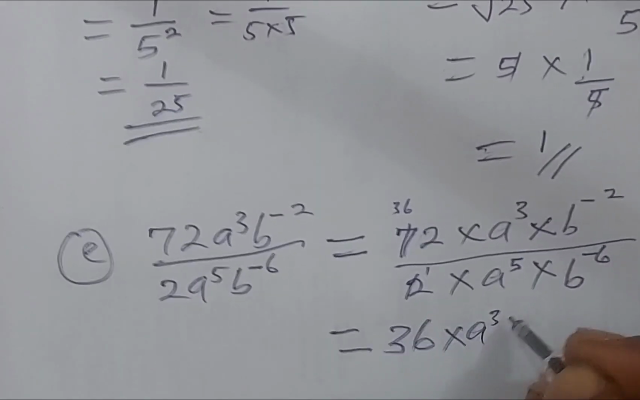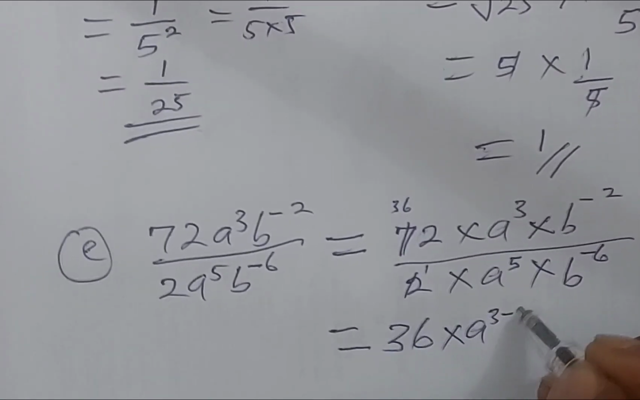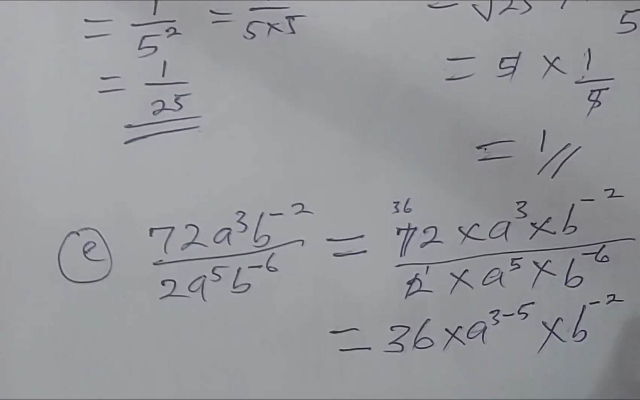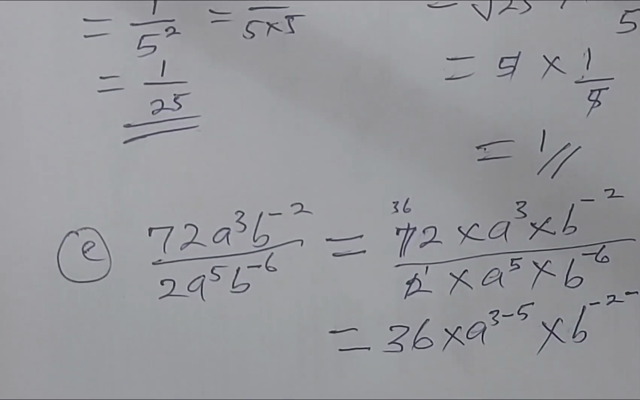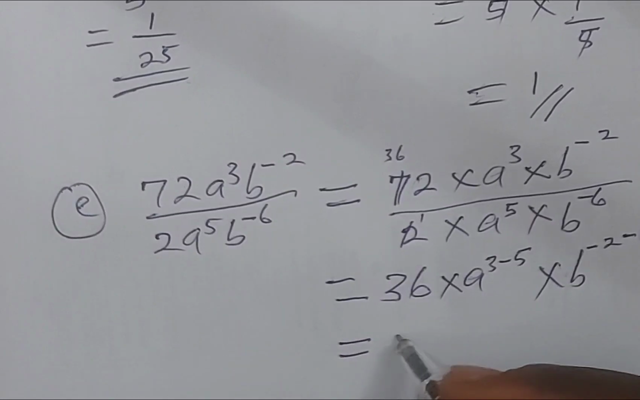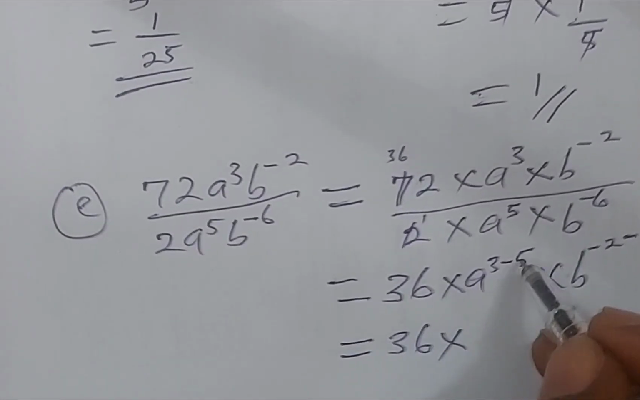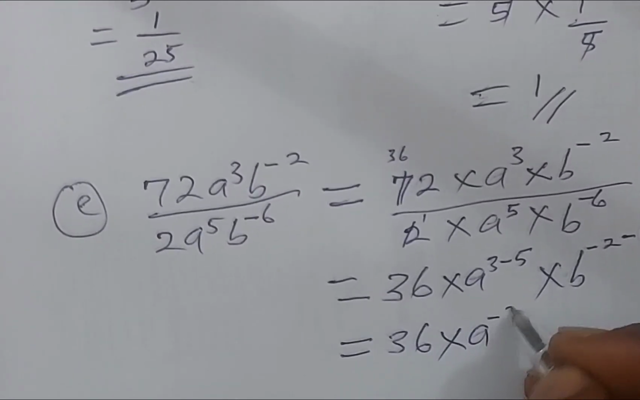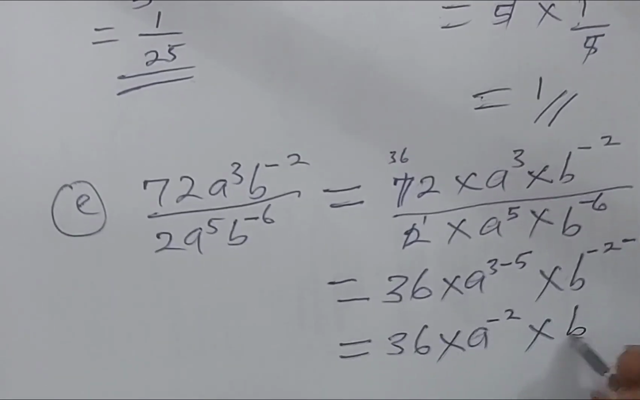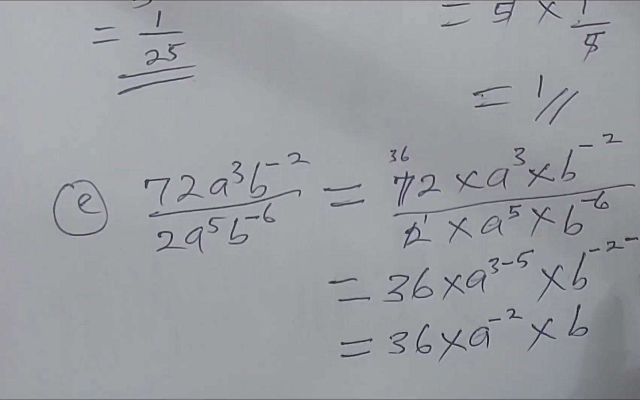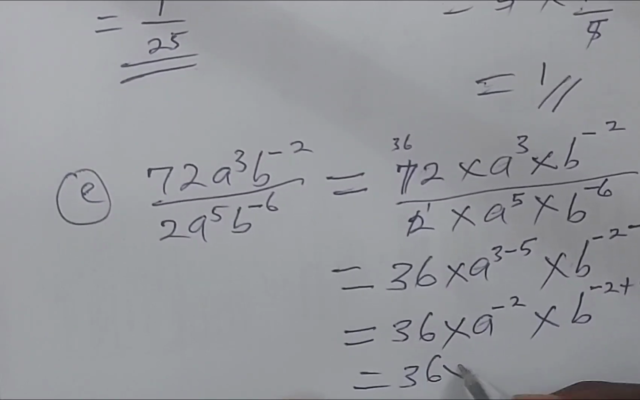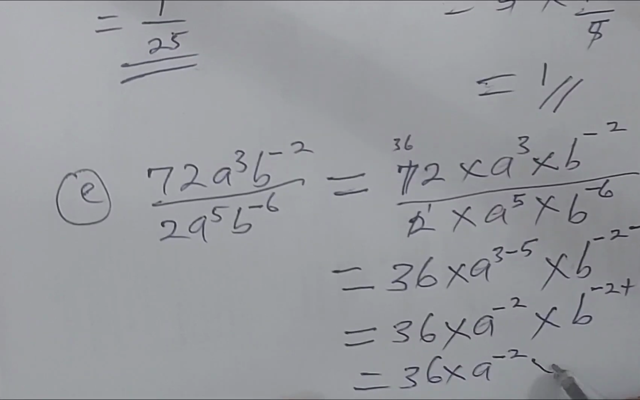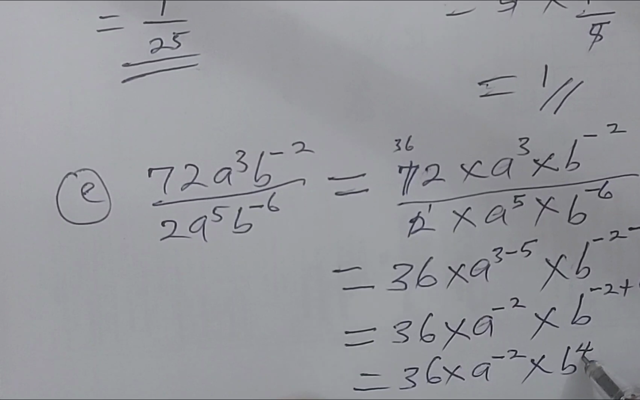We shall have a raised to the power of 3. This is division, so the 5 is going up and changes to minus, times b raised to the power of minus 2. If minus 6 is going up, it also changes to plus 6. So we have 36 times a raised to the power of 3 minus 5, which is a raised to the power of minus 2, times b raised to the power of minus 2 plus 6, which is 4.